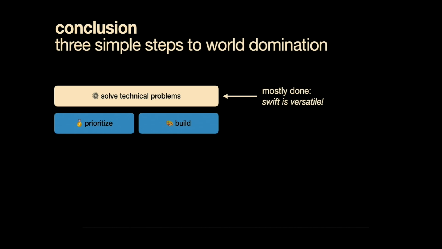But this is done. The next two steps, though, are prioritization and building. Prioritization really is a people problem, right? We need to start to build Swift code for other platforms. We need to start to build Swift code on other platforms and improve the tooling. And then we actually need to build good projects. So that's my call to action: let's just get out there and build something great. Thank you.